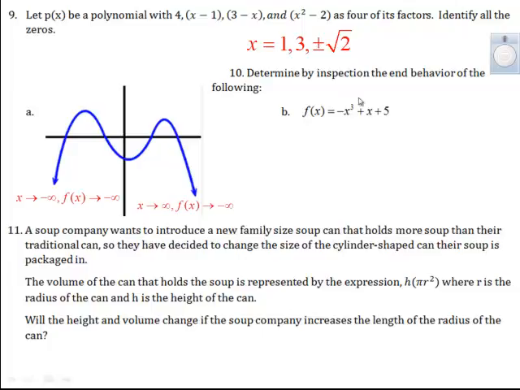Over here, since we don't have the graph, we're going to have to analyze the highest degree and then the leading coefficient. So the highest degree is a 3, so that means it's odd, increasing from left to right. But then since it's negative, that means it's going to be decreasing from left to right. So as it's going towards negative infinity, it'll be going up. So it's going in the opposite direction of this one. And then as it's going to the right, it's also going down like that one.